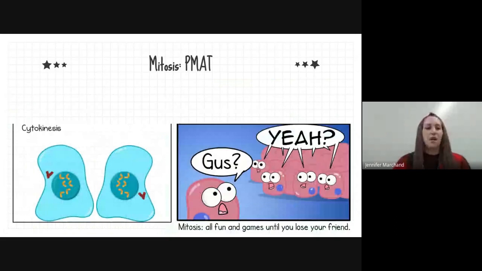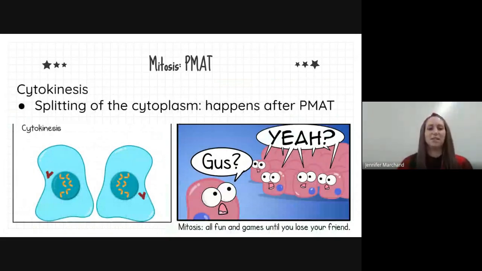All right, lastly, the final process is cytokinesis. That's the splitting of the cytoplasm, and that happens right after PMAT, the full process of mitosis.